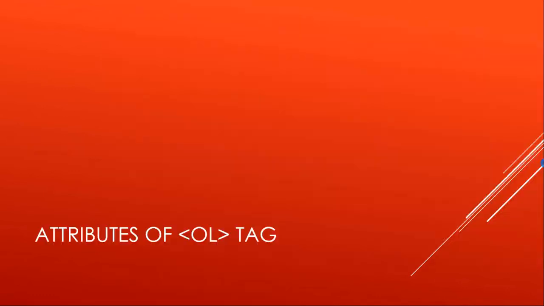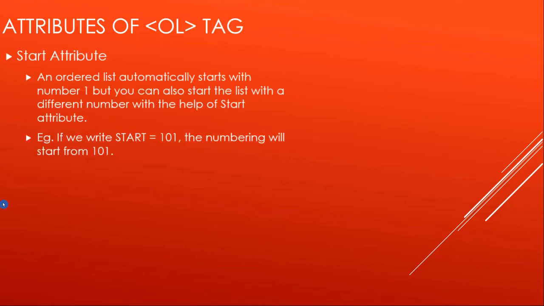Next we are going to start with attributes of OL tag. Attributes of ordered list tag. The first attribute of OL tag is the start attribute. We all know that by default our numbered list will start with the number 1, but you can change that way of presenting the numbers. Suppose you wanted to start with the number 101 or 51 or 61, suppose you want to change the starting point, you can use this start attribute. Start equal to, you have to mention the number the numbering should start from.